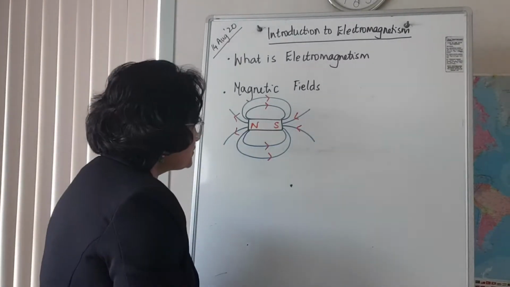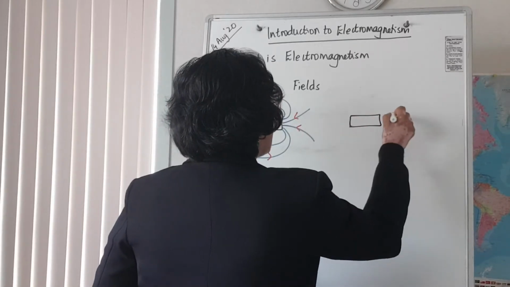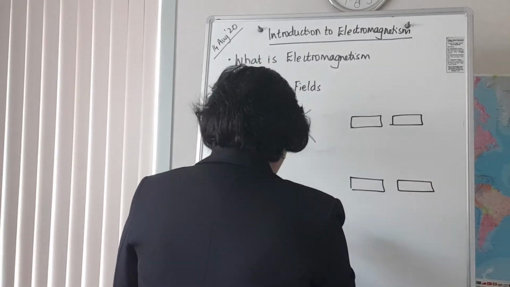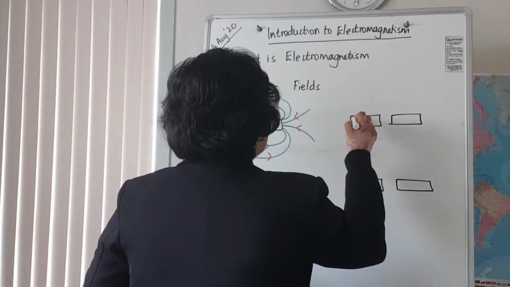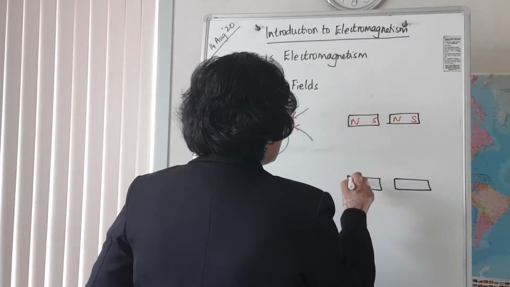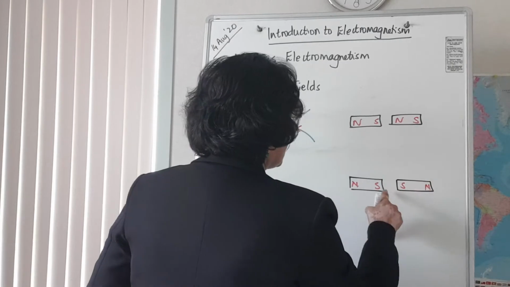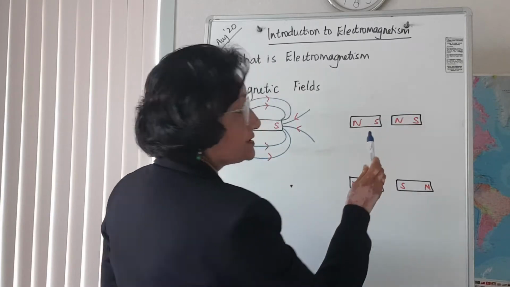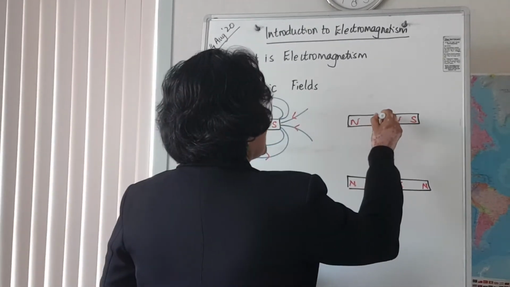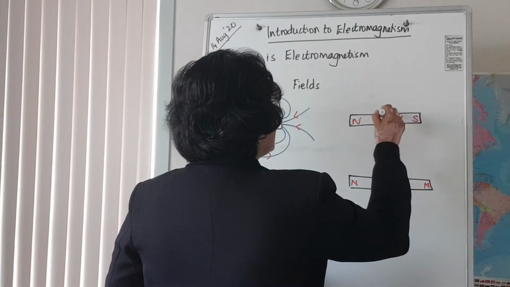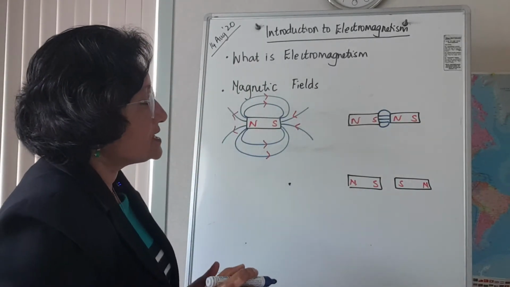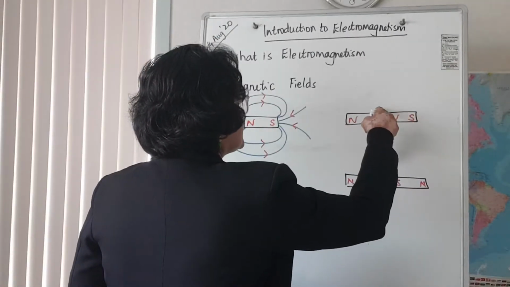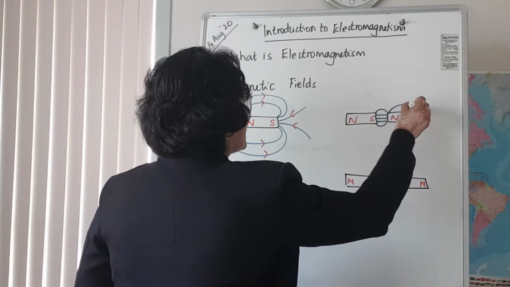However, if you have two magnets, they could have similar poles or opposite poles facing each other. Let's have both: north, south, north, south, and north, south, south, north, so you've got similar poles there. Between two opposite poles of a magnet, you have what's called a uniform magnetic field. A uniform magnetic field is represented by parallel lines which are evenly spaced. Just outside, the field is not uniform, so that's why you have the curved lines.